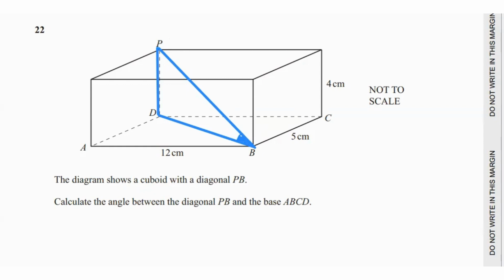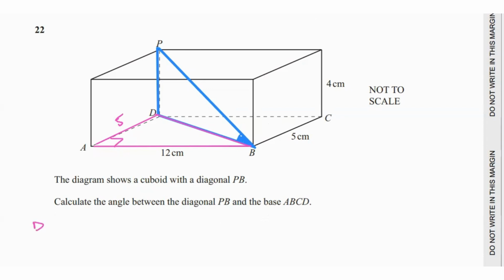So first, we need to find the length of DB. And we can find that using this triangle ADB, because we know in a rectangle, all the angles are 90 degrees. So this is a 90-degree angle. This is a right angle triangle. If this is 5, this is also 5.